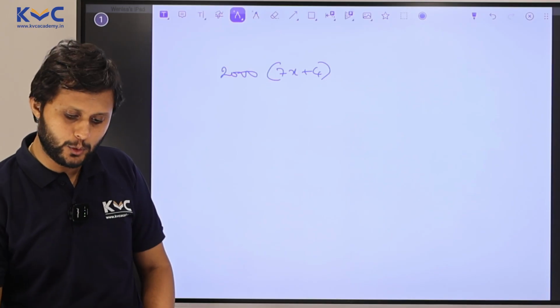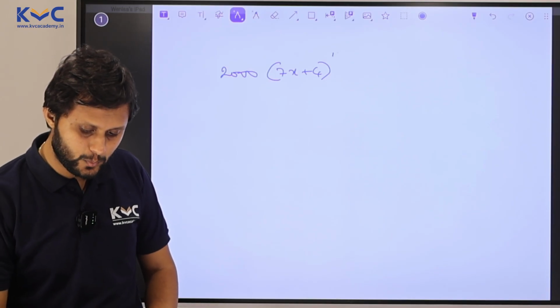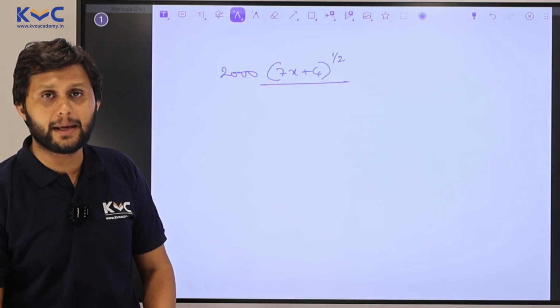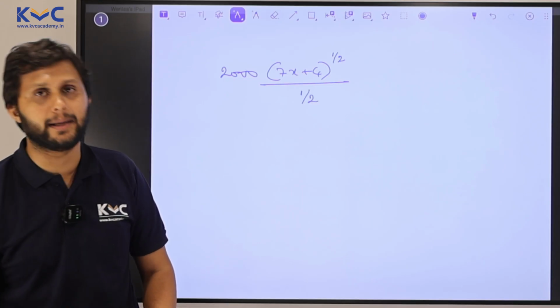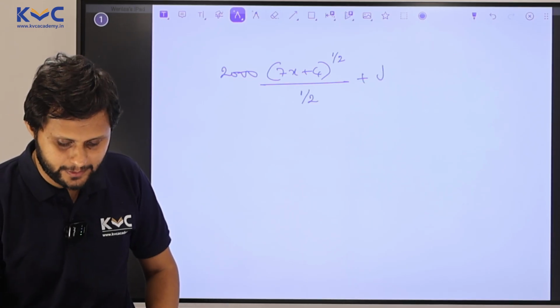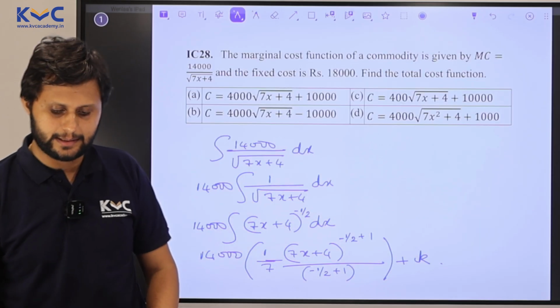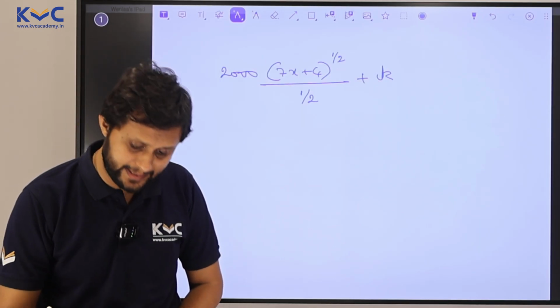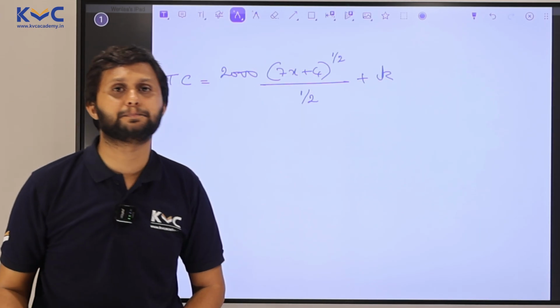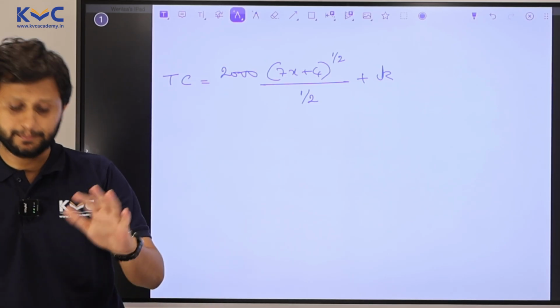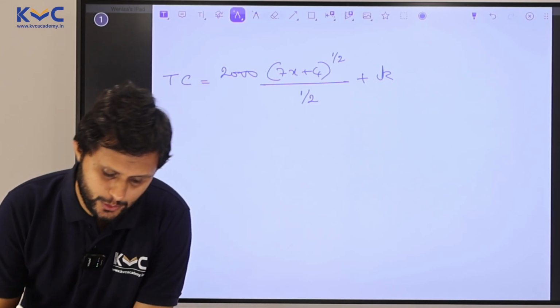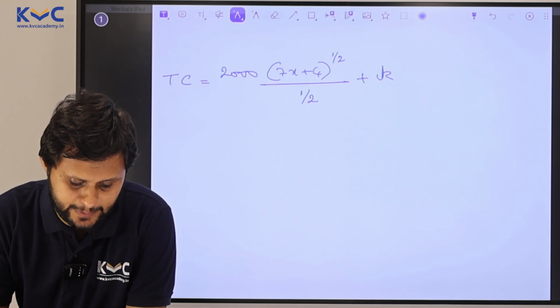So minus 1 by 2 plus 1 becomes 1 by 2, and dividing by 1 by 2, we have plus k. K we have written over here. Yes, k we have. Now what is this? This is total cost function. Done. After writing total cost, now what we'll do is we'll simplify this further.